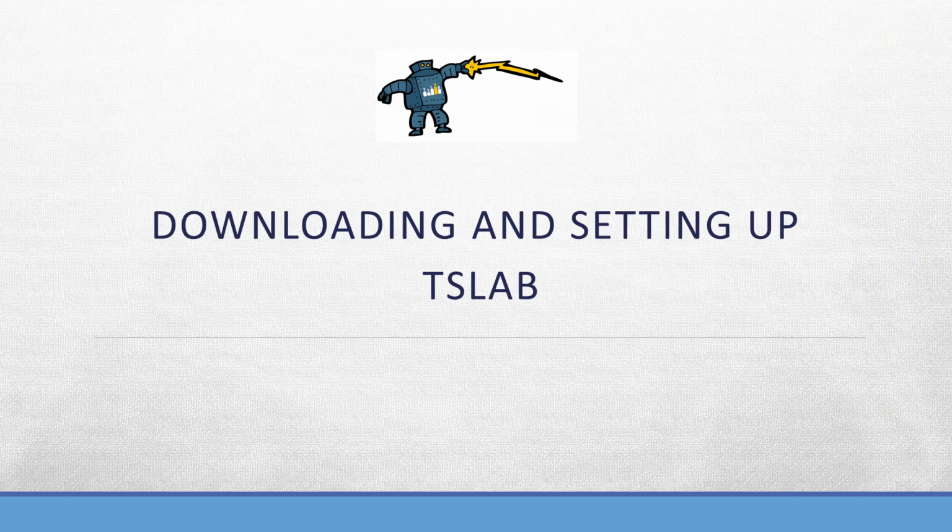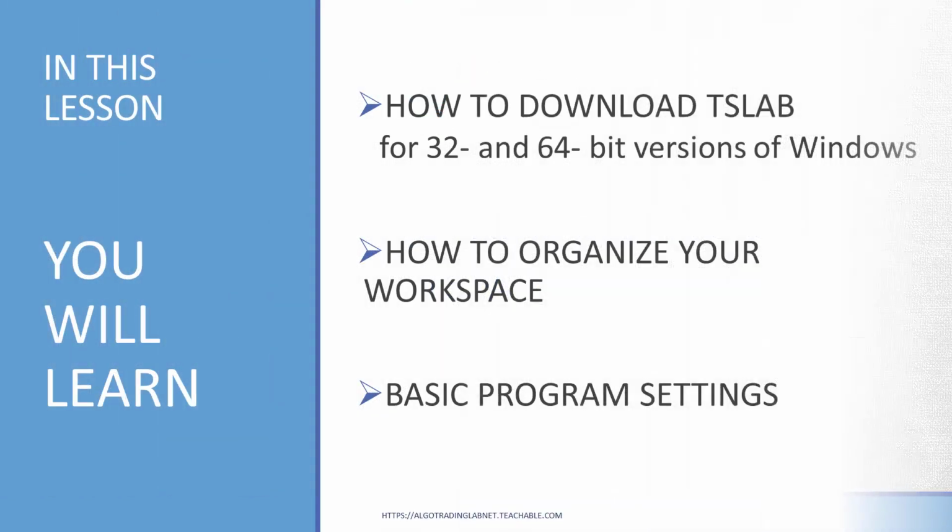Hi! In the last tutorial, we looked at the main features and benefits of the TSLab software. This program is a one-stop solution for all your algorithmic trading needs, from building to running a trading bot. In this lesson, you will learn how to download the program on your PC, the differences between the 32 and the 64-bit versions. You will find out how to customize your workspace and what basic settings should be applied from the start.